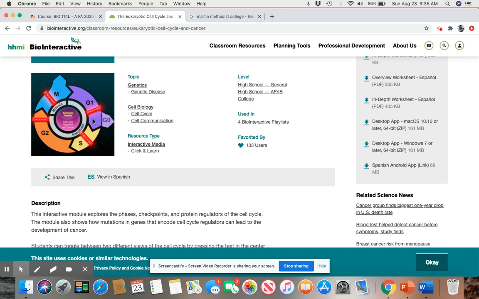Prophase, metaphase, anaphase, telophase. And of course, if these cells are not in mitosis, then they are in one of these different stages of interphase.